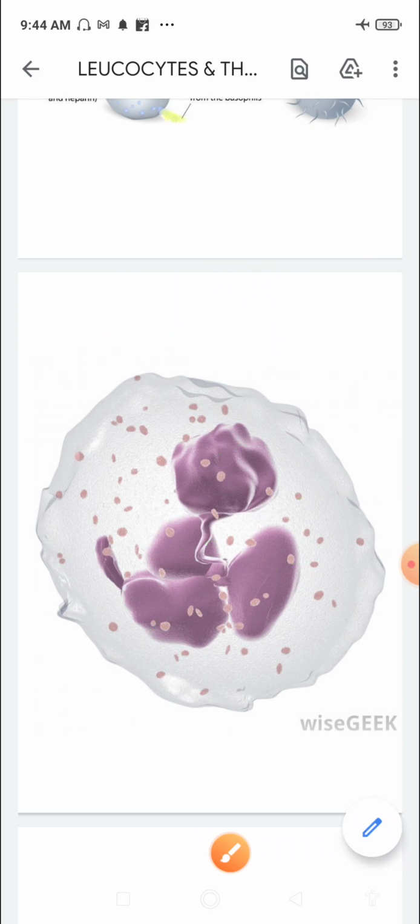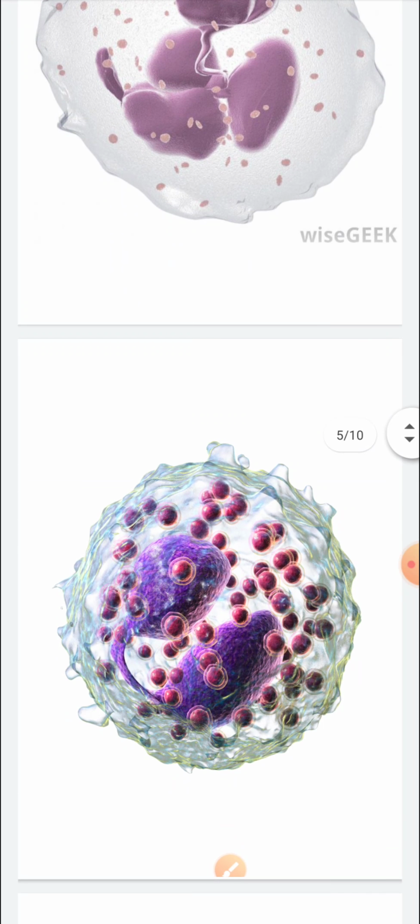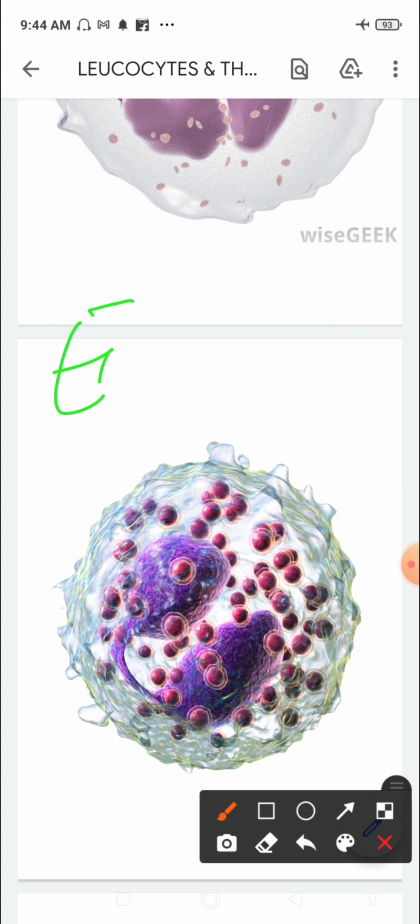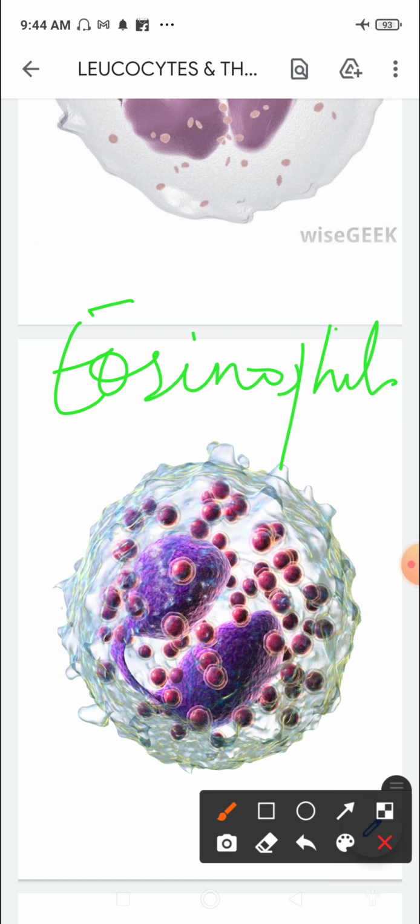The next type of granulocyte are the eosinophils, right? You can see here in the diagram, these are eosinophils. Eosinophils take up the red acidic dye, right? They are around 12 to 17 μm in diameter. They are larger than the neutrophils. So the size of the eosinophil is larger than neutrophils, right? They phagocytize antigen-antibody complexes, right?